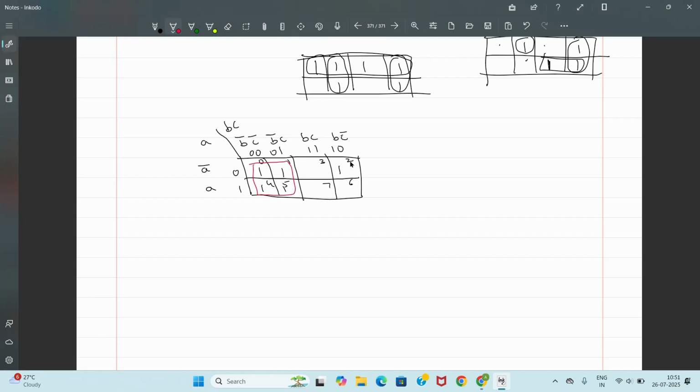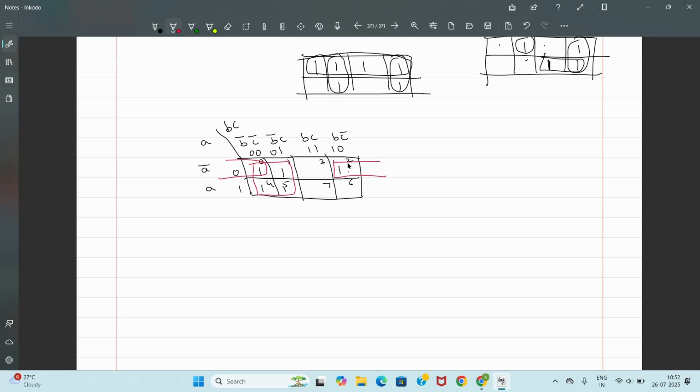Now we have one cell that is left out. It cannot be grouped with these four together. But this is in the corner, and you have one in the corner. So I can group it with this single cell and make it a pair. Okay, since these two are in the corners, I can group them into one pair. Okay, I'm not grouping this cell number 2 with this entire quad.